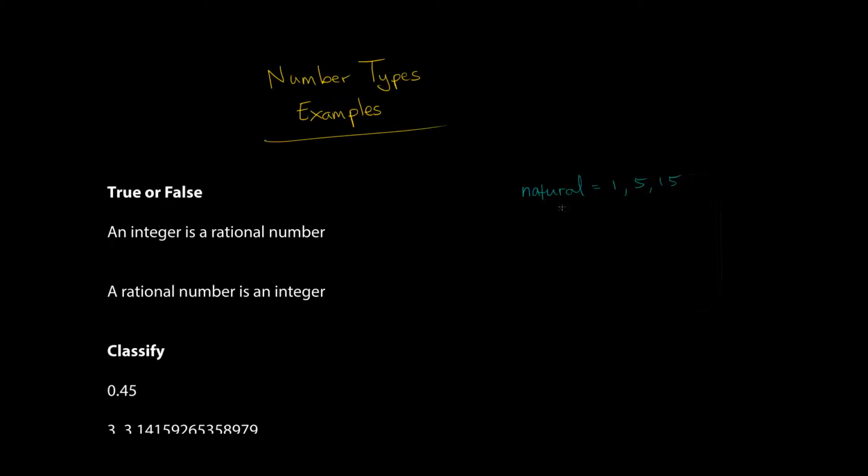The next group after that are the whole numbers. Whole numbers take it one step further, and they include 0 now. So we can have 0, 2, 27, anything like that. But once again, no fractions and no negatives. After that, we have integers. And integers are where we start including our negatives. So we can have negative 55, 0, 99, etc. But still no fractions.